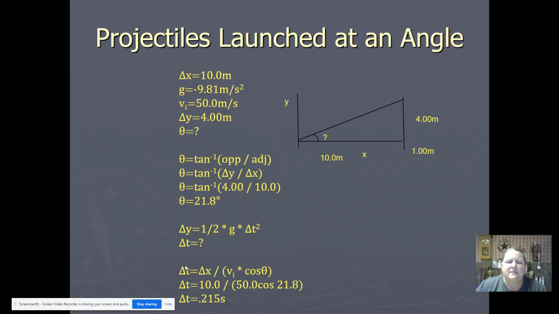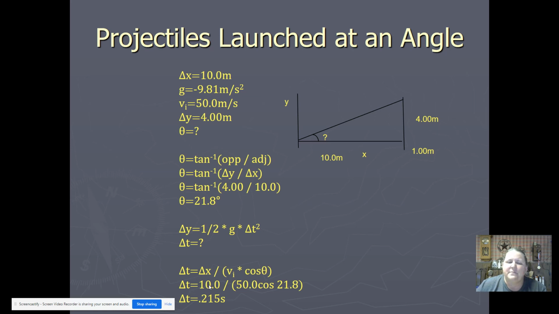Now you've got to find out the Y. Okay, so now you know the angle. Now you need to know delta Y. Okay, so 1/2 times G times time squared. We've known this. Rearrange this equation to solve for time. Okay, time is also going to be equal to delta X divided by your initial velocity times cosine theta.